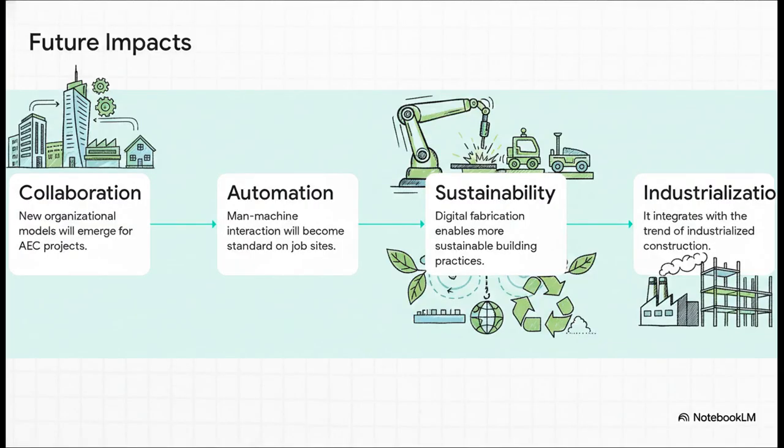First off, the way teams collaborate is going to completely change because everyone will be working from the exact same data. Second, get used to seeing robots on site. Man-machine interaction is going to become the new normal. Third, this tech allows us to optimize materials and slash waste, paving the way for way more sustainable building. And finally, it's the rocket fuel for industrialized construction, making parts in a factory and just assembling them on site.